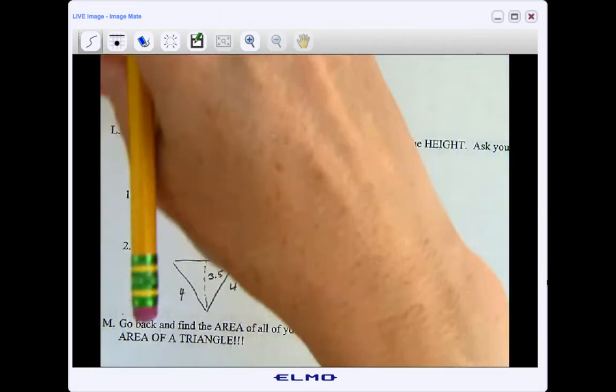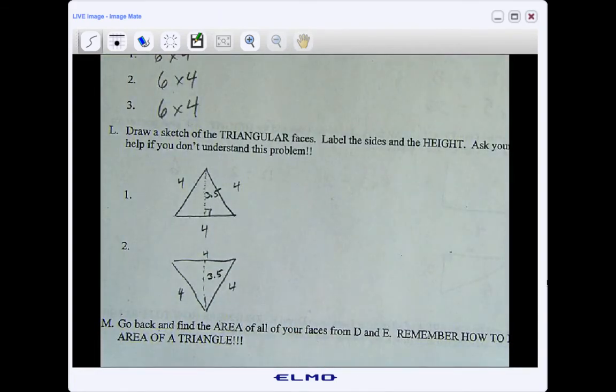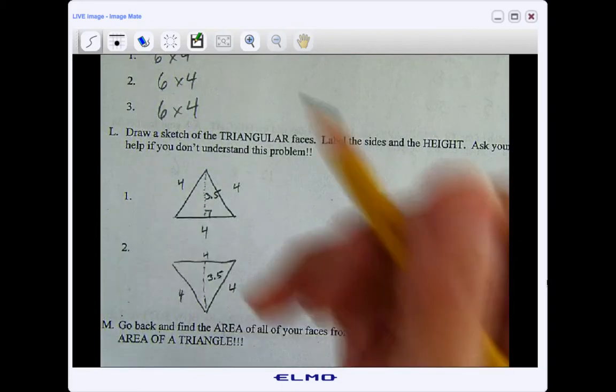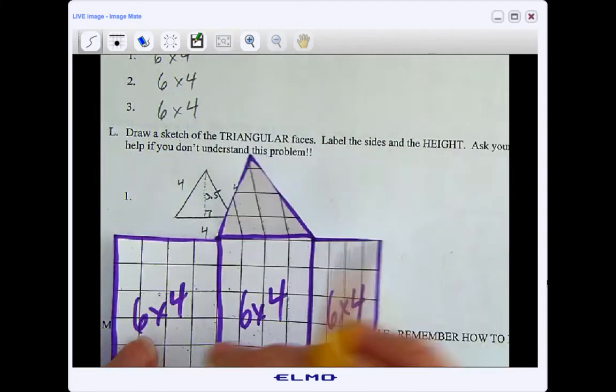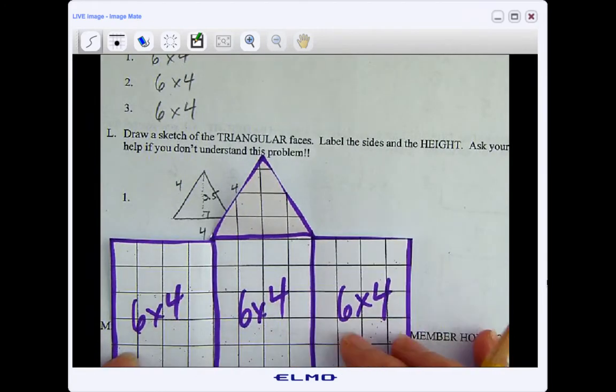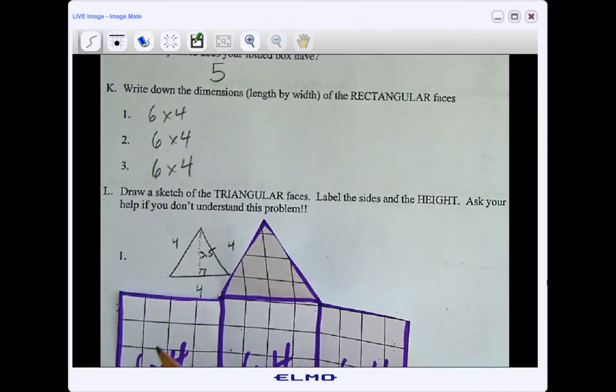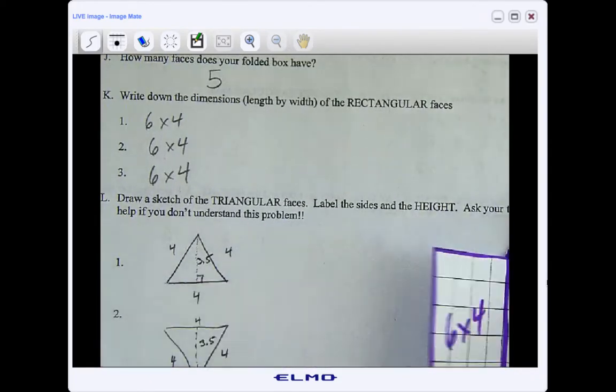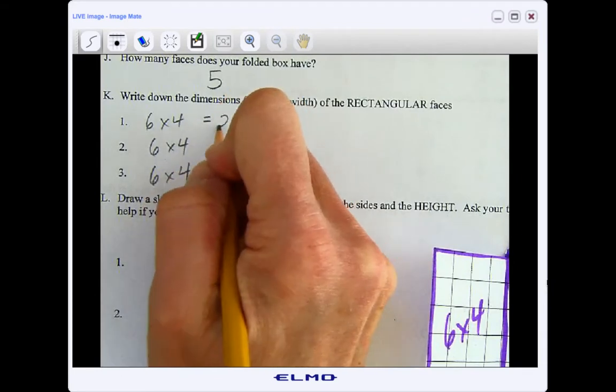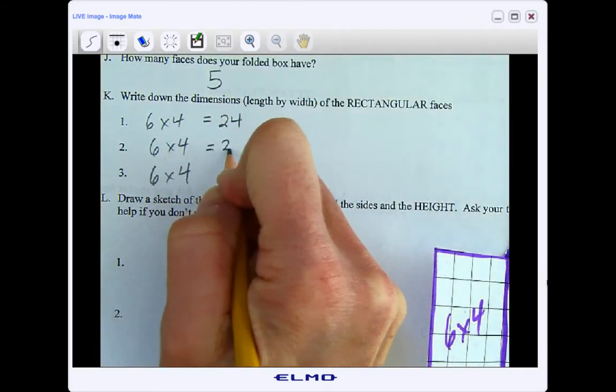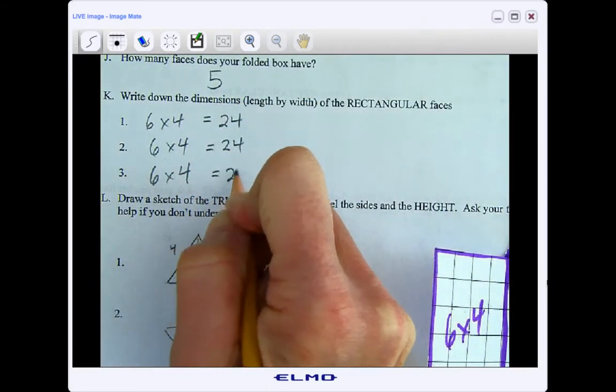Now I've got my stuff here. It says to go back and find the area of all your faces from D and E. So what's the area of each of these faces? The 6 by 4, the other 6 by 4, and 6 by 4. I could count, but it'd be easier to just multiply. So this would be 24, 24, 24.